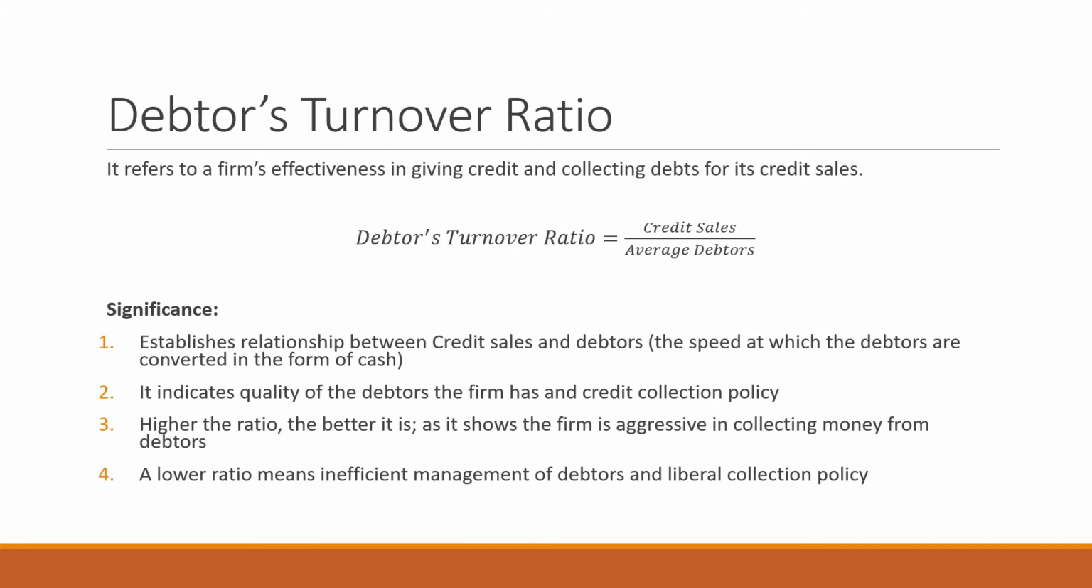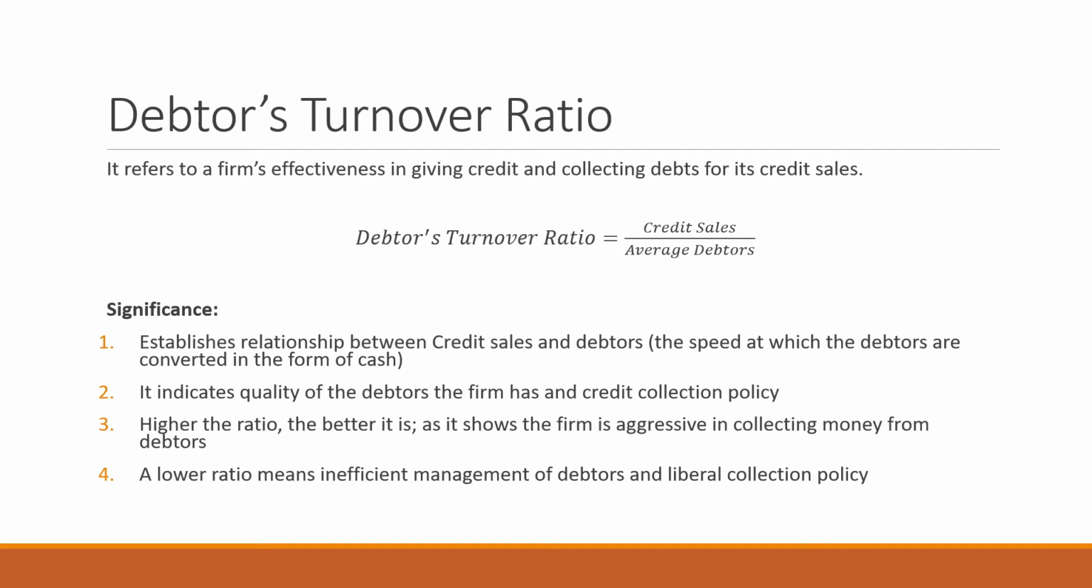Debtors turnover ratio. It refers to the effectiveness of the firm in giving credit and collecting debts for its credit sales. By formula, debtors turnover ratio is equal to credit sales made by the company divided by average debtors in the year. This ratio is very important because it establishes the relationship between credit sales and debtors, that is, the speed at which debtors are converted into cash by the company.